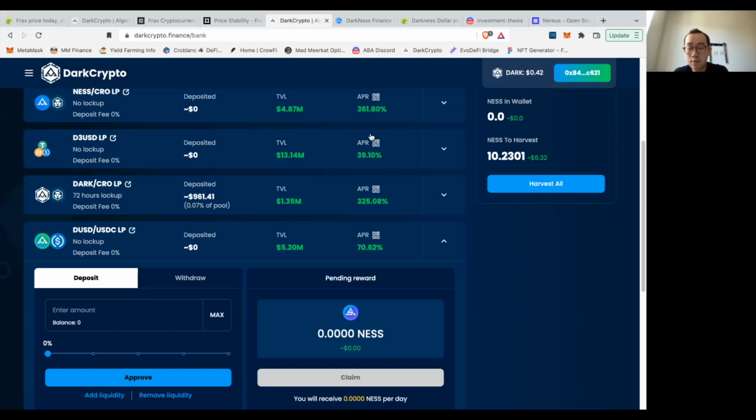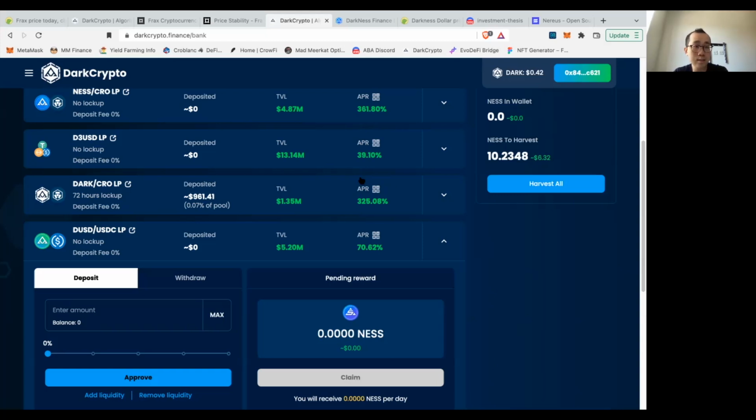Now that of course does not take the shine off this D3 USD pool, which offers a pretty high APR for standard stablecoins at 39%. If you have like a large amount stored on a ledger somewhere, you could just put it in here and let it earn these APRs.